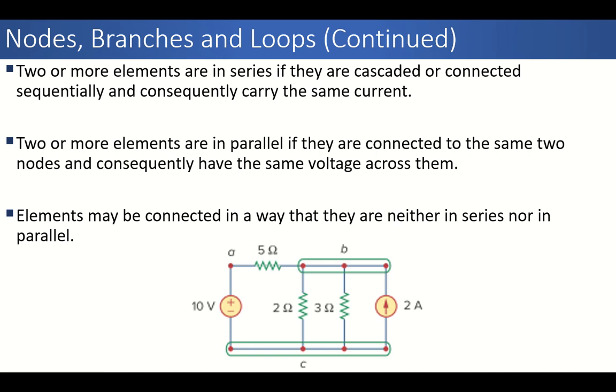Similarly, the 5 ohm and the 2 ohm are also neither in series nor in parallel, because this point is the same, but the 5 ohm's next point is A and the 2 ohm's next point is C. So obviously the ending points are different. So remember that there are three possibilities.